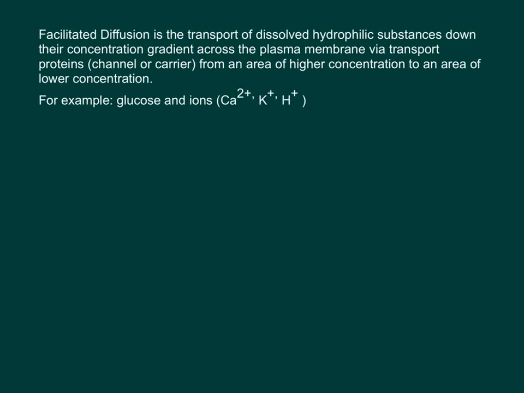Facilitated diffusion is a particular type of passive transport once again, so it still doesn't use any energy, where we're taking a substance, and in this case it's a hydrophilic substance, moving down its concentration gradient to cross the plasma membrane. So let's set up our plasma membrane once again.